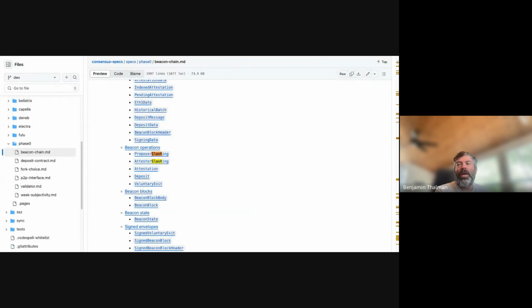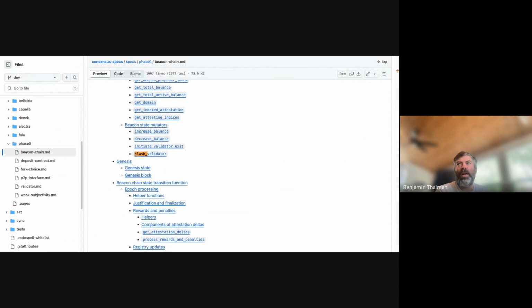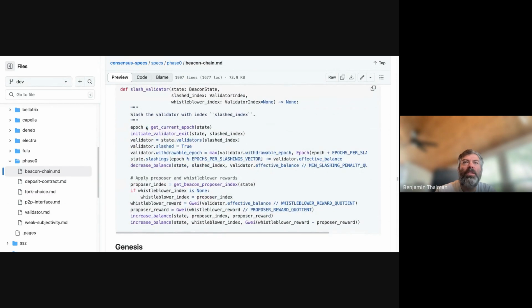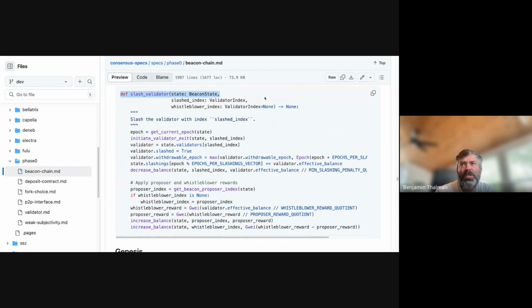So slash validator, I believe, is the first function we're looking for. There you go, slash validator right here. So we click through. Okay, so here's the function slash validator. This is just the method signature. So it describes the name of the method or function, and then the input parameters or input variables, and then the return type. In this case, nothing is returned. But the function itself still acts on the state of Ethereum, if you like.